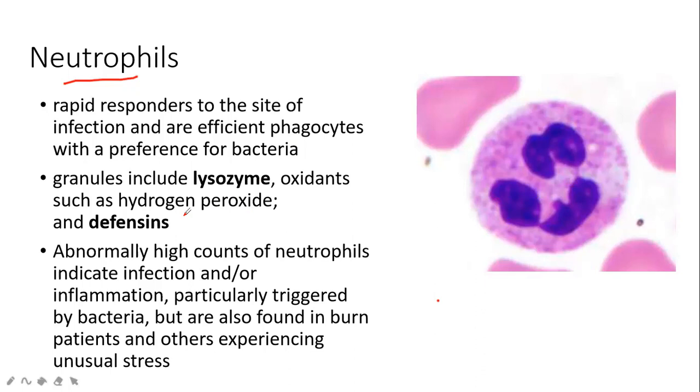You will find an increased level of neutrophils in patients with infection as well as inflammation, especially if triggered by bacteria. You will also see increased neutrophils in severe burn patients, and in those who experience unusual stress. When you are stressed, like a child who cries a lot, your body will think you are in danger. The initial reaction will be to increase the number of your neutrophils. That is why sometimes a patient's neutrophils are high because of stress.